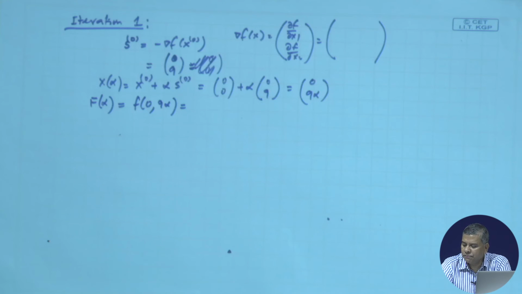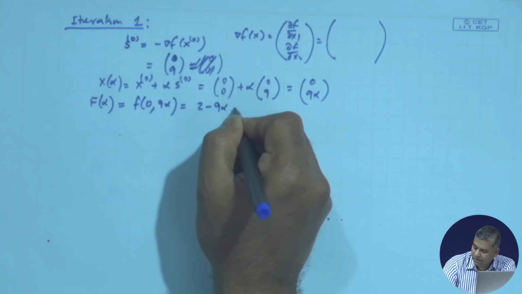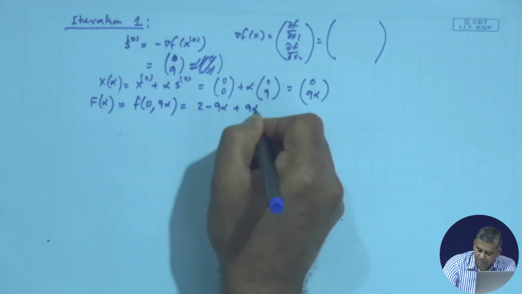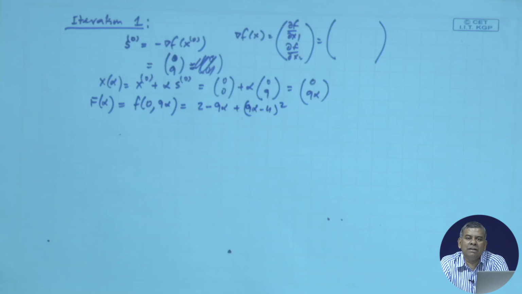So substitute x1 equal to 0 and x2 equal to 9 alpha. What you get is (2 minus 9 alpha) plus (9 alpha minus 4) square. Okay, now I've got a single variable function. I'm not going to use golden section to do it. I'm going to use the optimality condition. So how do you find the optimum of such a function? First derivative equal to 0, second derivative should be positive. So try that and find alpha star.